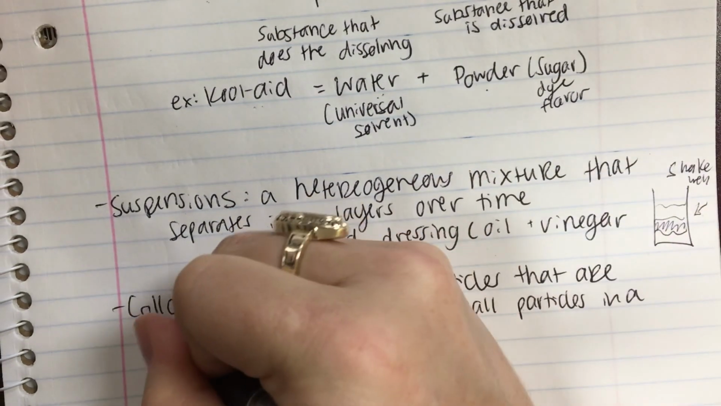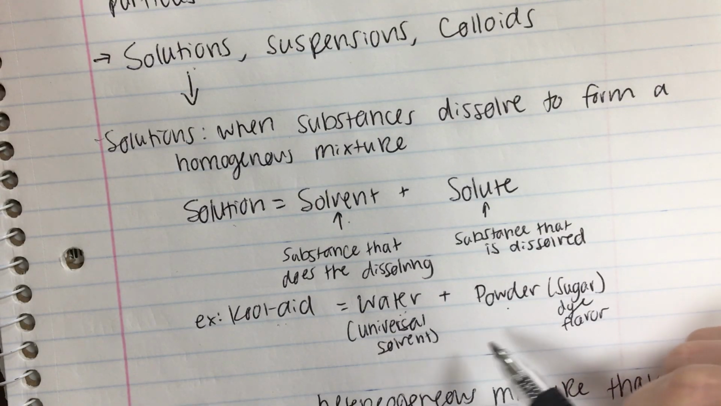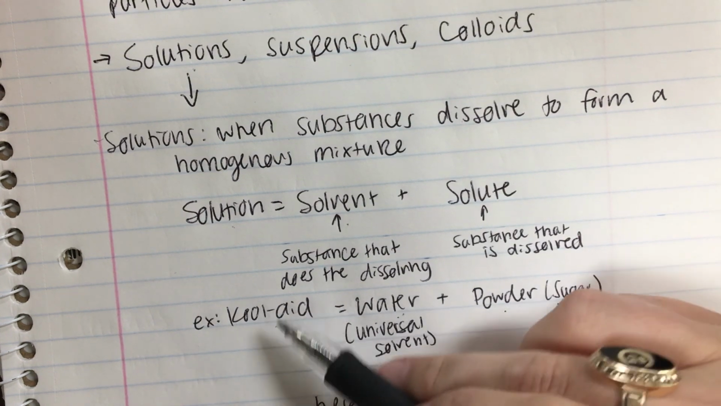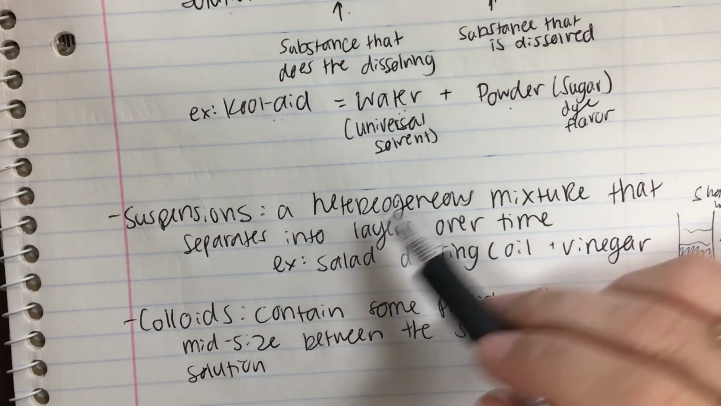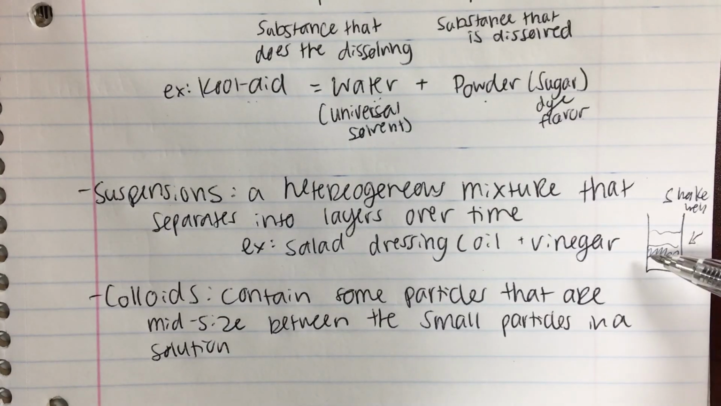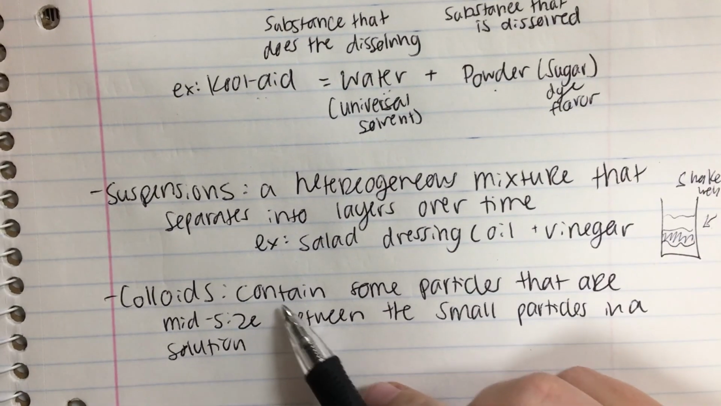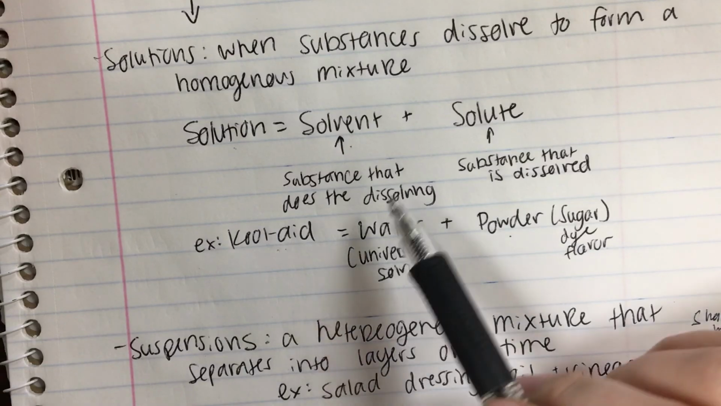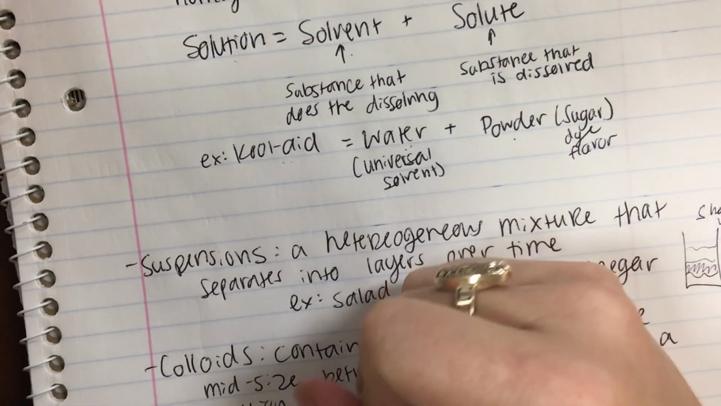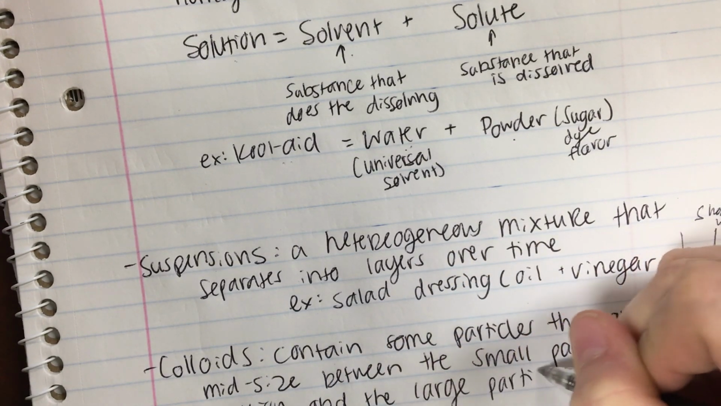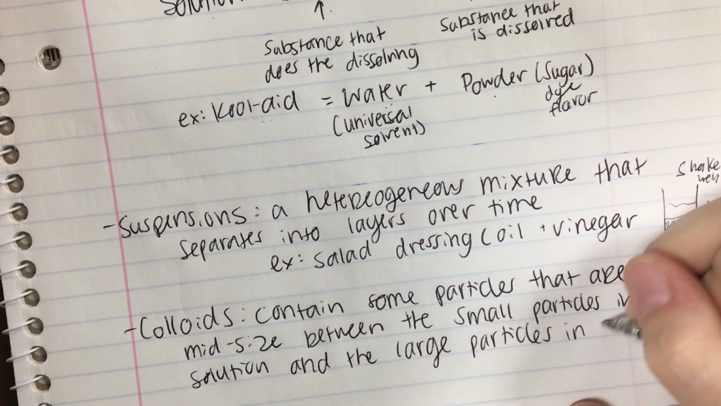Right, so think about my Kool-Aid. If I mix it very well, I can't pick out those powdered, dissolved particles in that water. It becomes a solution. And then my suspension, after that settles, has very large particles that I can see and differentiate in those layers. So here we have a combination of the two, containing some particles that are mid-size between those particles in my solution up here, and the large particles in a suspension.